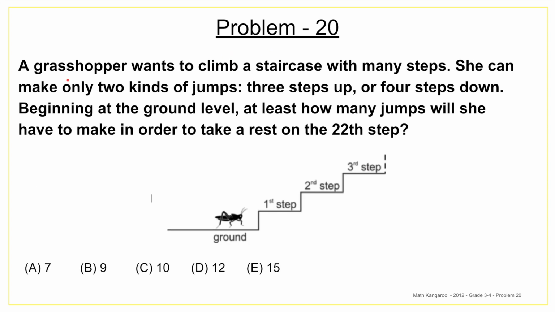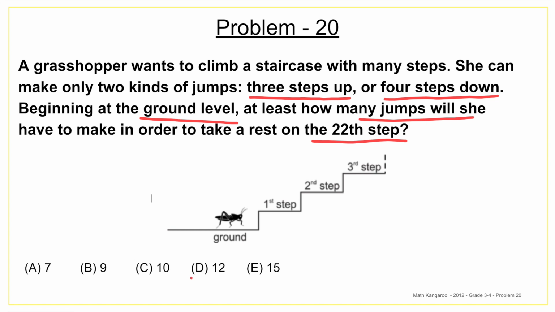Problem 20. A grasshopper wants to climb a staircase with many steps. She can make only two kinds of jump, 3 steps up or 4 steps down. Beginning at the ground level, at least how many jumps will she have to make in order to take a rest on the 22nd step?